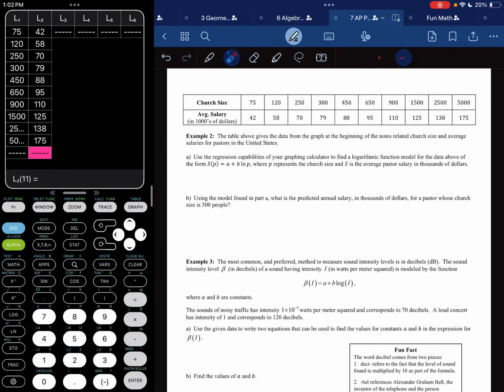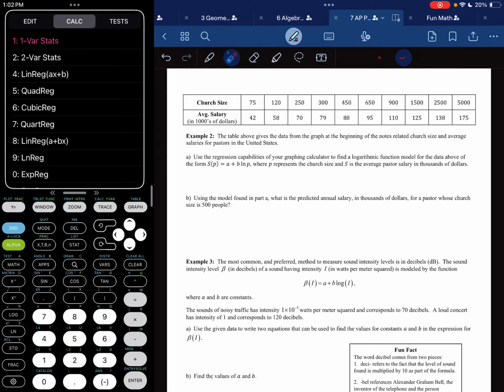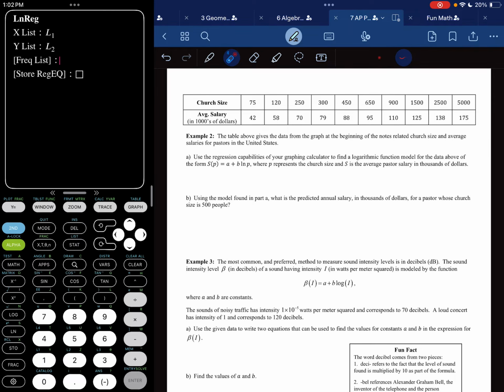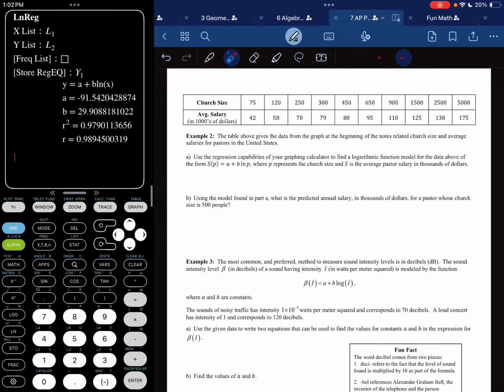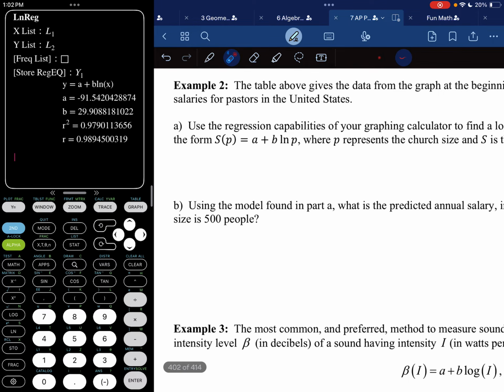Okay, so once we have this data, we're going to go back to the stat button and then go to the right for the calculation tab, and we're going to go down to a linear regression. Notice that over here it's talking about an LN, a natural log. So I'm going to come down here to option 9 where it says natural log regression. And hit enter. What do we got here? Okay, so I'm going to store my equation in alpha trace y1 and hit enter. All right, so those are the values. Okay, so we did it. Let me write down my answer.